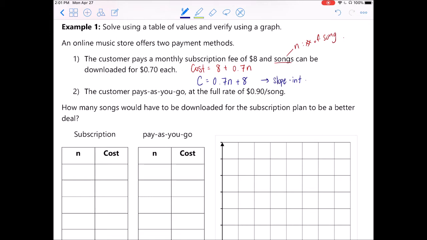Let's take a look at number 2. The customer pays as you go at a full rate of 90 cents per song. So now we have cost equal to 90 cents per song. You're paying every time you purchase a song, so 90 cents each times n, the number of songs. So how many songs would have to be downloaded for the subscription plan to be a better deal?